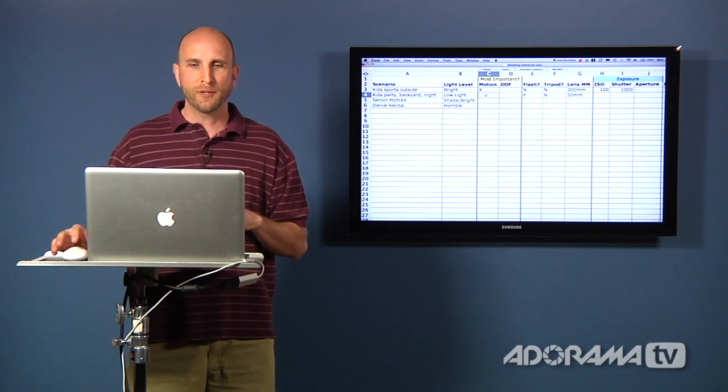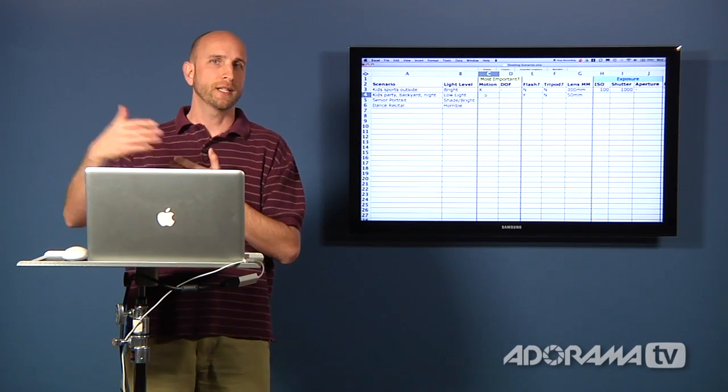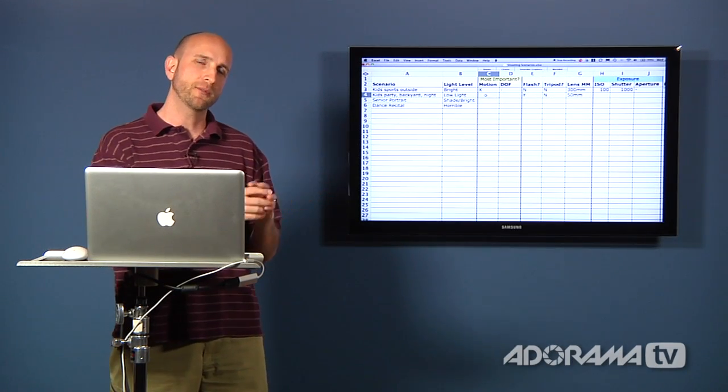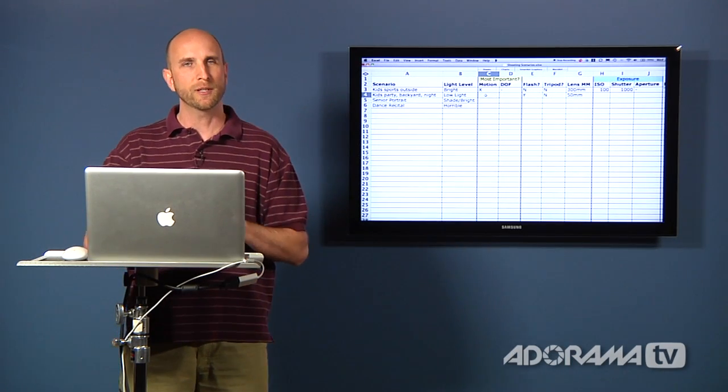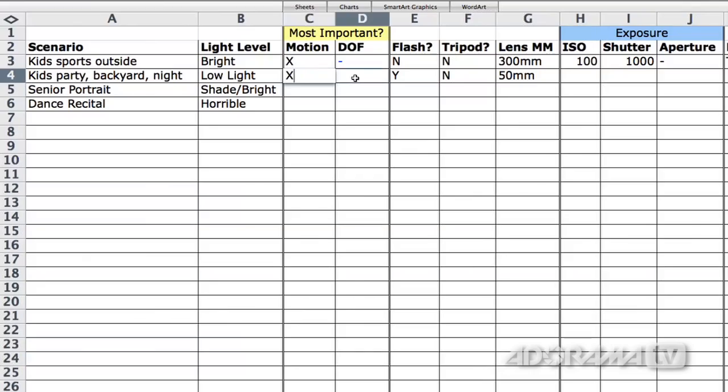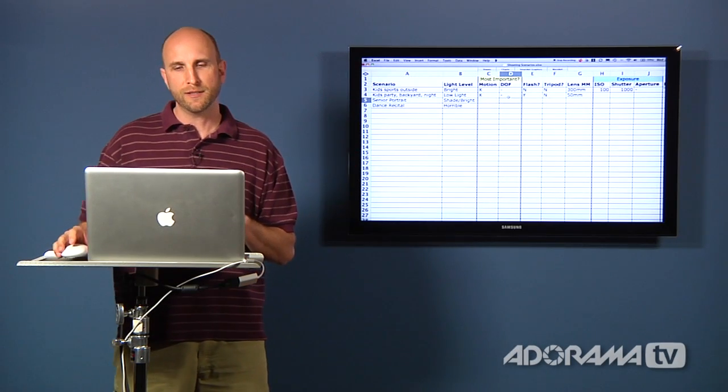Now, what's the most important thing? Is it motion or is it controlling depth of field? How much is in focus? Well, for my money on this, I'm going to choose motion because I want to make sure those kids aren't all blurry. I want to make sure I get some really nice shots. So again, I'm going to say motion is the most important thing. Depth of field is something that we don't care about too much for this scenario.